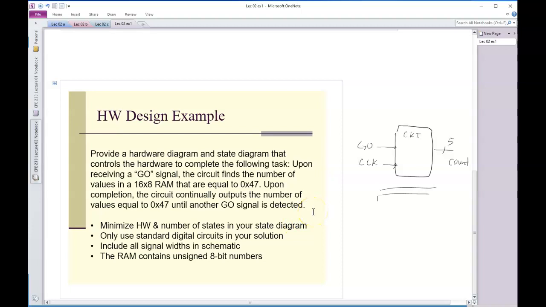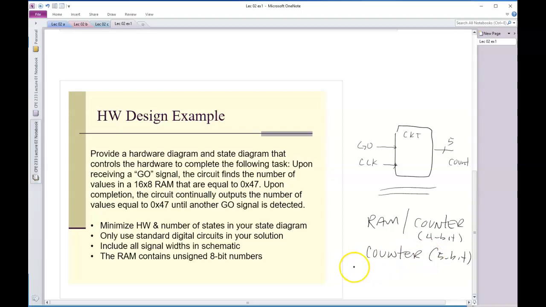Once again, this is going to need a RAM and a counter to drive the RAM. Oh, what else do we need? Certainly it's going to need a counter to count the number of occurrences of 47, and that's going to be a 5-bit counter. And this is going to be a 4-bit counter because I only need to do 16 different things.